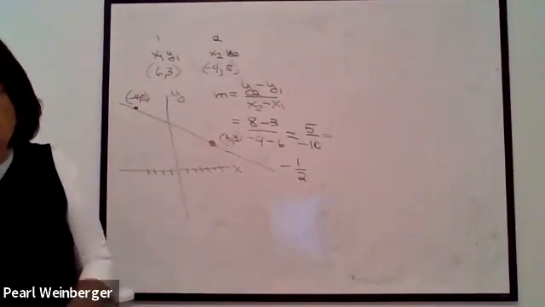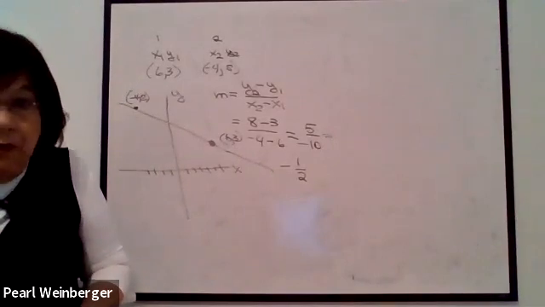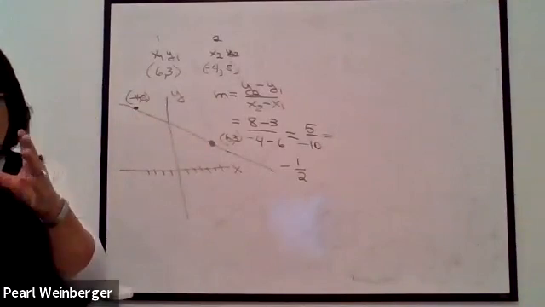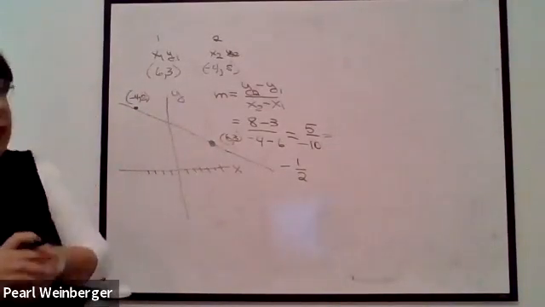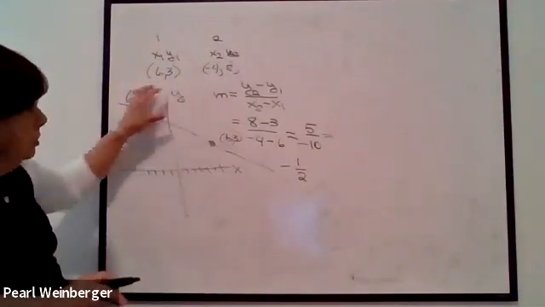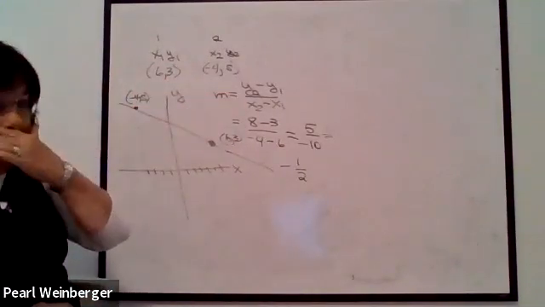So this is the alternate method of finding the slope of the line. If you have the equation of the line, you put it in the y equals mx plus b form, and that gives you the slope. But if you just have points and you don't have the equation of the line, you can still find the slope using this equation.